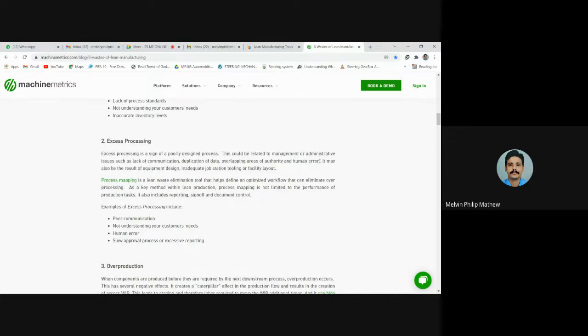Human error is one of the basic things. After a period of time of familiarizing with the material, we will leisurely do the activities of producing the product, and we may not concentrate on doing that. So obviously a human error factor can affect the processing, and this also leads to defects. So that is excess processing.